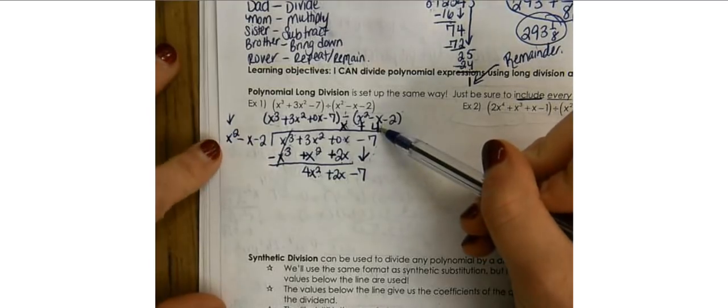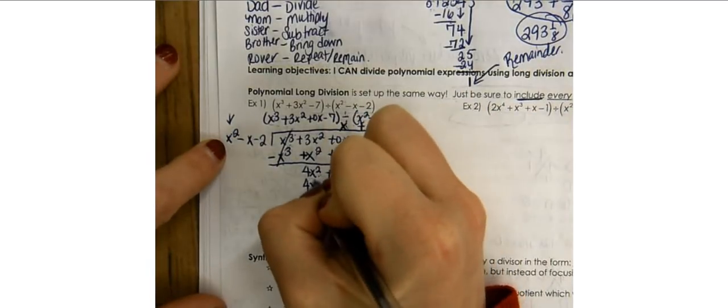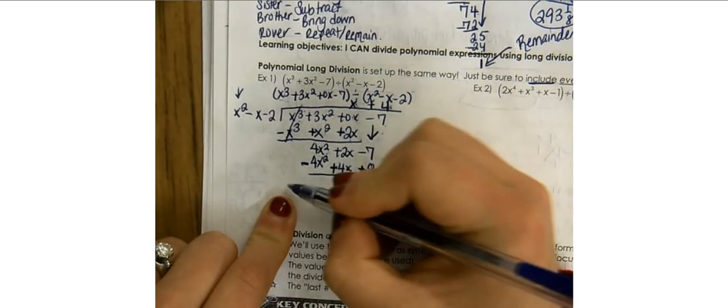Now I'm going to distribute and multiply 4 times every single term on the outside. 4 times x squared is 4x squared. 4 times negative x is minus 4x. And 4 times negative 2 is minus 8. Now to subtract, that means that we need to change all of our signs to their opposite. So I'm going to make 4x squared negative, the 4x positive, and the 8 positive. So all of my signs will be their opposite sign. It's like distributing a negative.